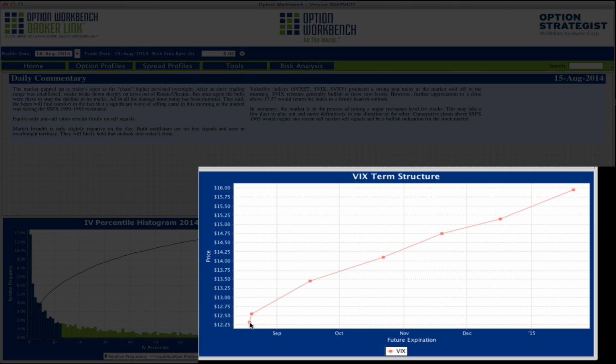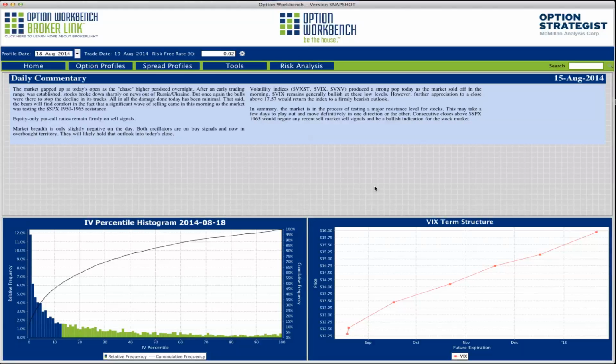The VIX term structure: spot VIX is way down here, a little over 12, almost 12.30 and change. This is actually as of yesterday's close. And then the term structure is pointing upward, which is kind of bullish for stocks.